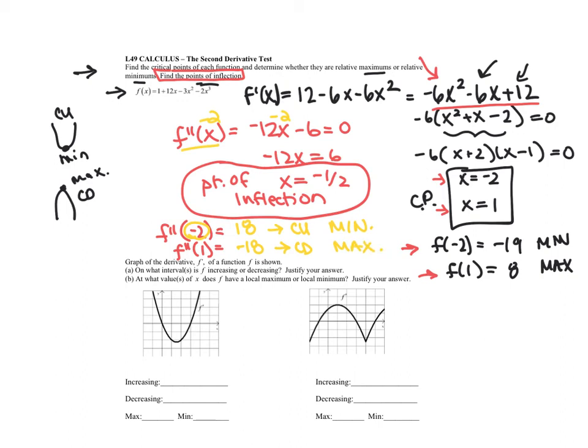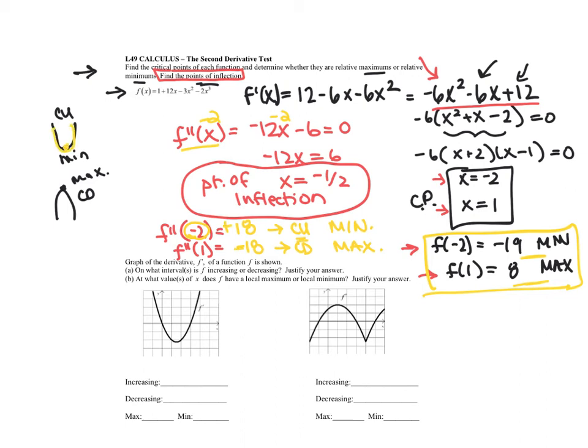Now what I'm going to warn you is this. What we did before, we look for the biggest number to be the maximum and the smallest number to be the minimum. And it's the opposite with this because when you get a positive number, it's concave up. And remember, concave up has a minimum.